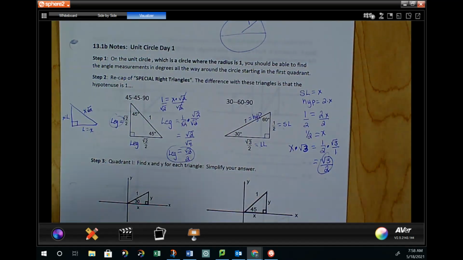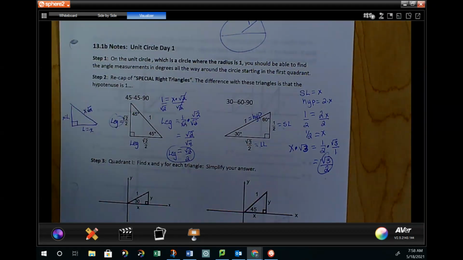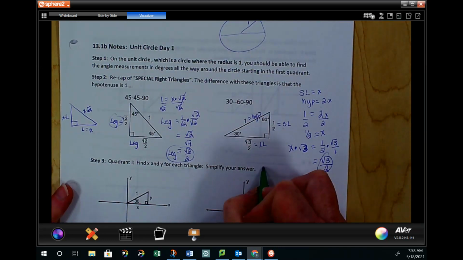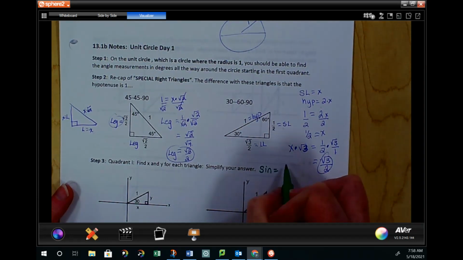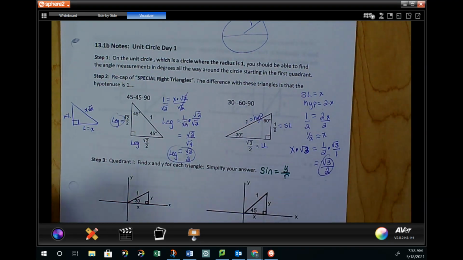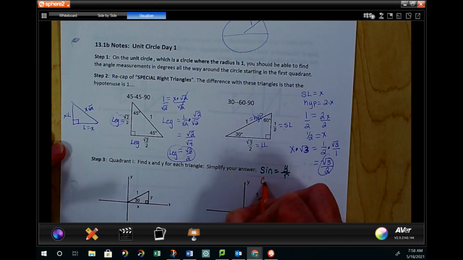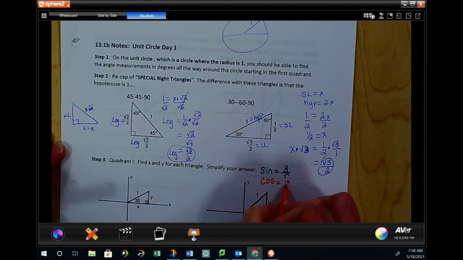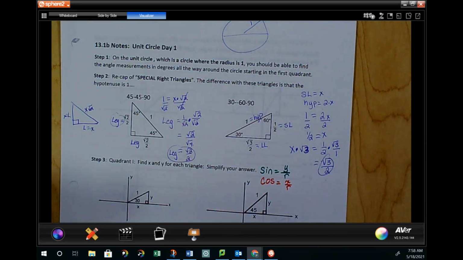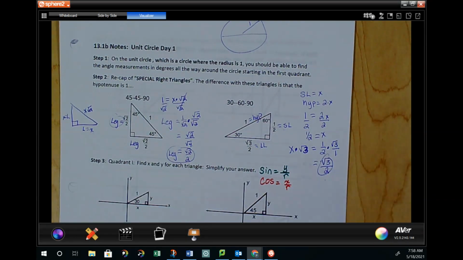So we're going to go through and find, and this kind of goes with what we did yesterday for sine and cosine. Remember yesterday when we did this, sine was y over r, and cosine was x over r. So that's what we're going to do, we're going to look at how to find our y and our x.